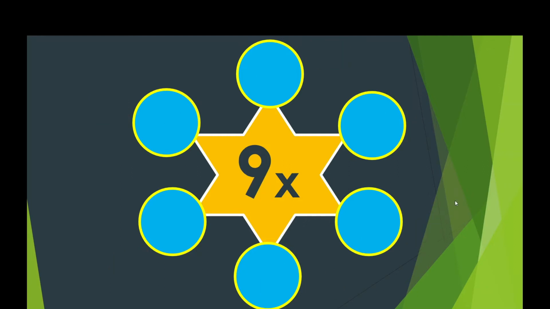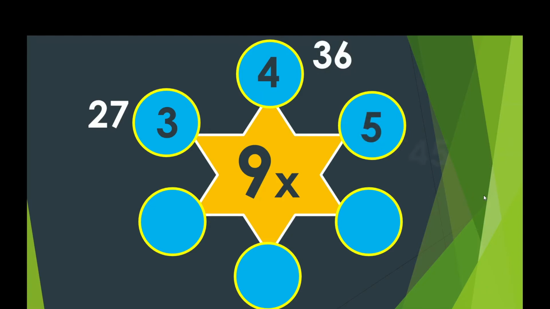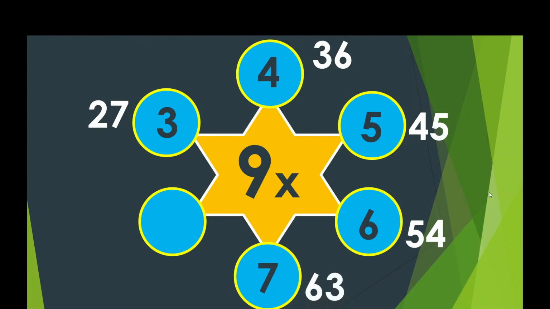Now let us proceed to finding the product of multiplying by 9. So 9 times 3 equals 27. 9 times 4 equals 36. 9 times 5 equals 45. 9 times 6 equals 54. 9 times 7 equals 63. And 9 times 8 equals 72.